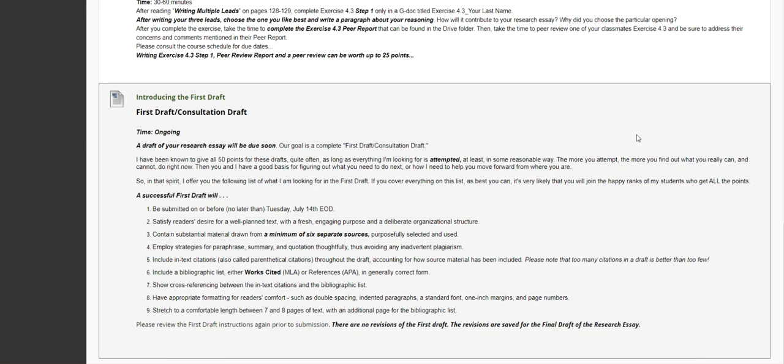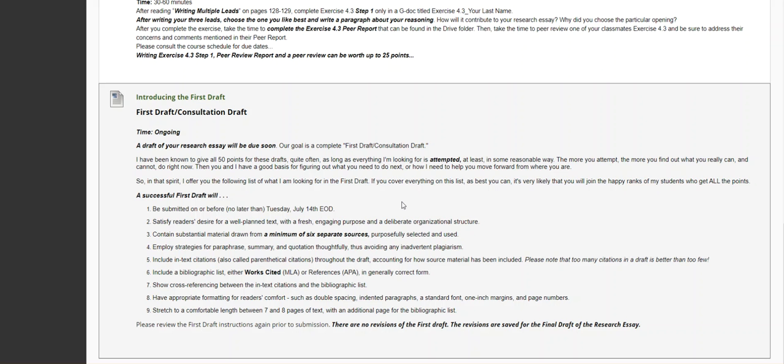Have appropriate formatting, okay, MLA format, double spacing, indented paragraphs, standard font, 1-inch margin, page numbers. All of this is really important, and stretch to a comfortable length between 7 and 8 pages of text, all right? Always your bibliographic list, the works cited page, is not part of that. So you want to make sure that you do review these instructions, all right? There are no revisions on this assignment, so if you do not complete this, your grade is your grade. I'm not looking over drafts again.